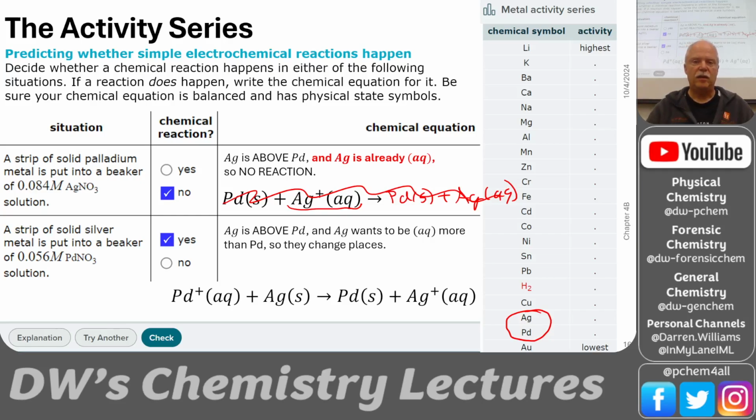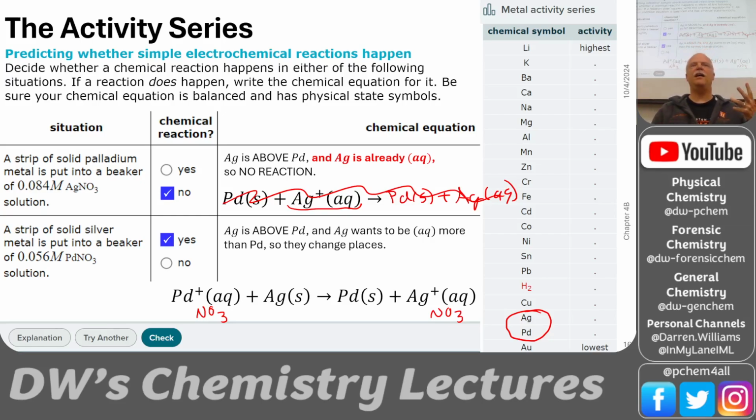Now if you get that wrong, Alex may be wanting to see the nitrate on there. You would have a nitrate on both of those, and so that may be the situation for Alex. I have to check that.